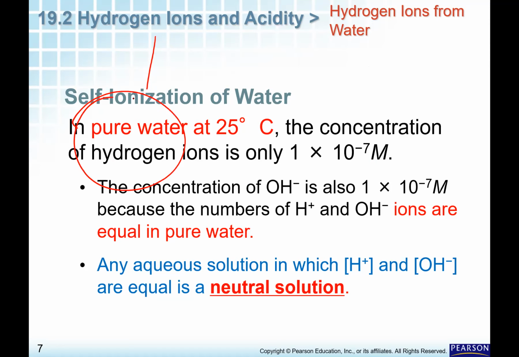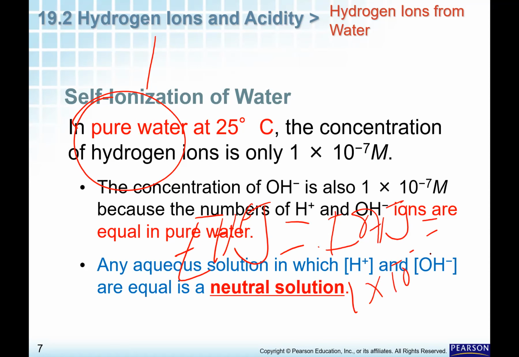So that will produce what we call a neutral solution, since both of them are the same. When the concentration of H plus is equal to the concentration of OH minus, and that is equal to 1 times 10 to the minus 7 molar, that is what we call a neutral solution. They are equal, and each one of them is 10 to the minus 7.